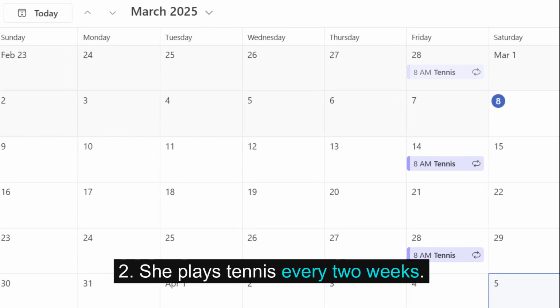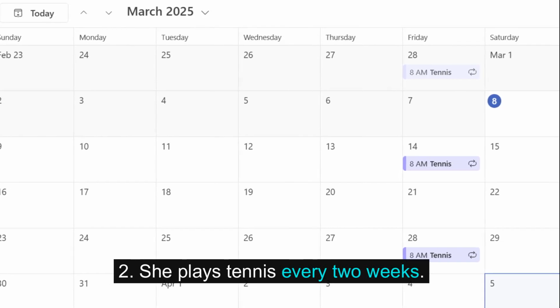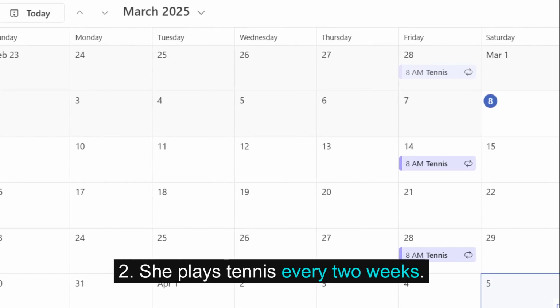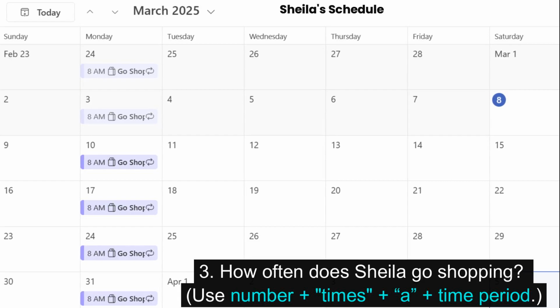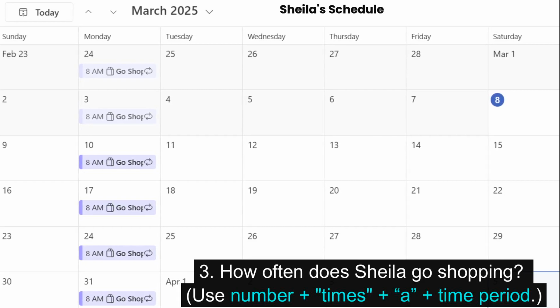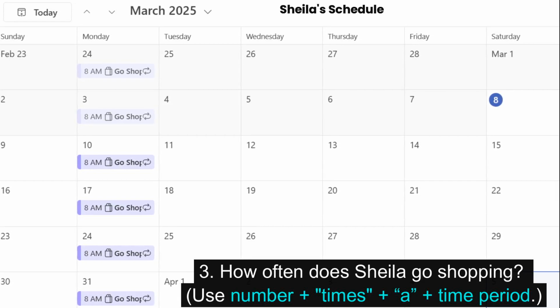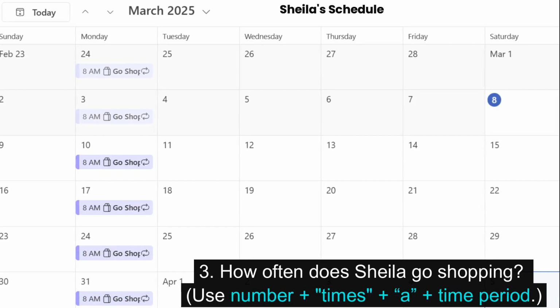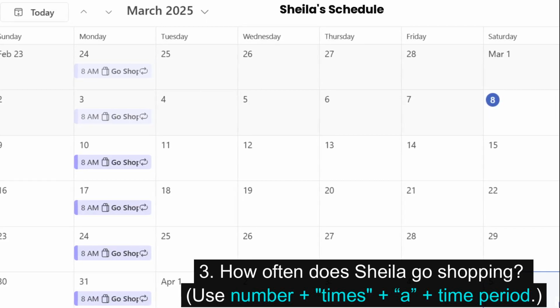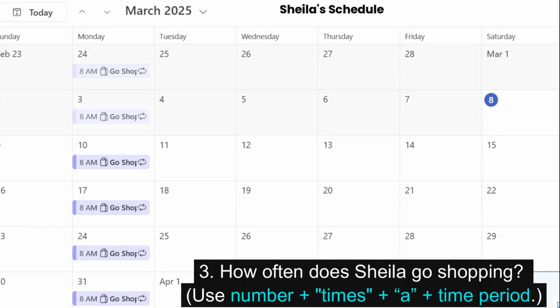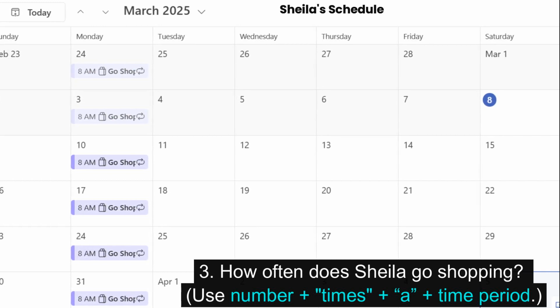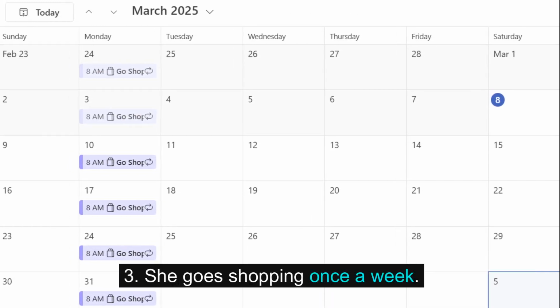2. She plays tennis every 2 weeks. 3. How often does Sheila go shopping? Use number plus times plus a plus time period. 3. She goes shopping once a week.